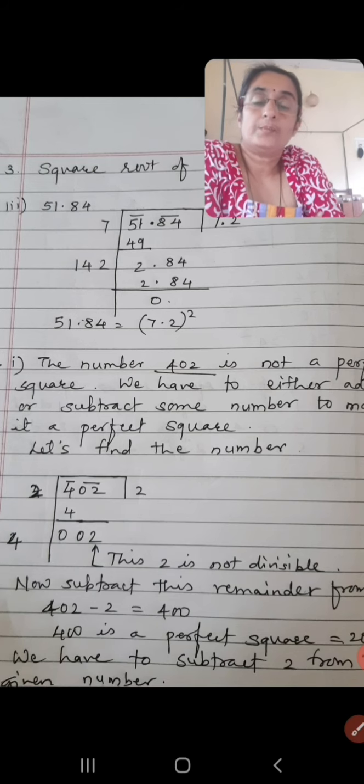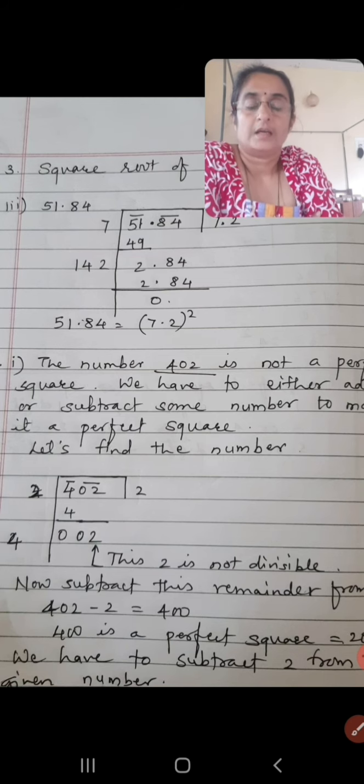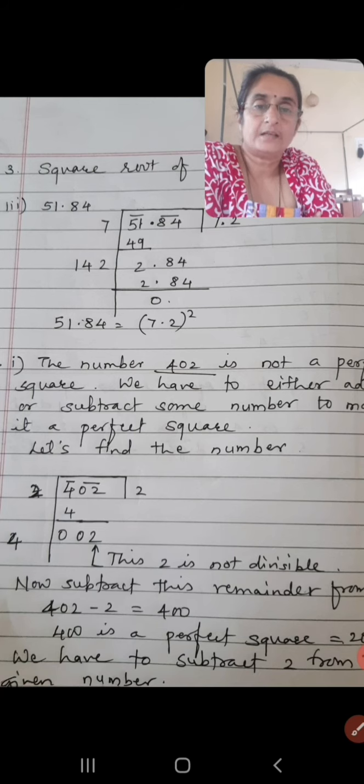Now to multiply and divide we have used the prime factorization method. If they ask which number has to be added or subtracted, we are going to use this division method. Understood? If they ask you multiplication or division, you have to use the prime factorization method. If they ask which number has to be added or subtracted, we are going to use this division method.